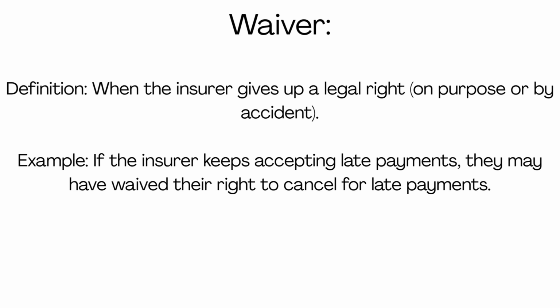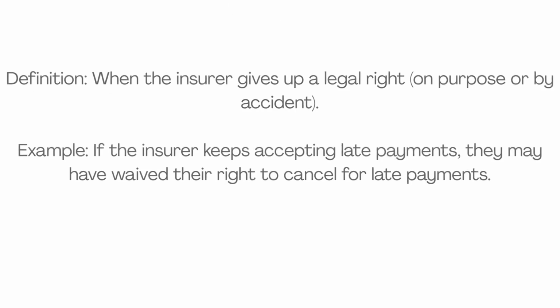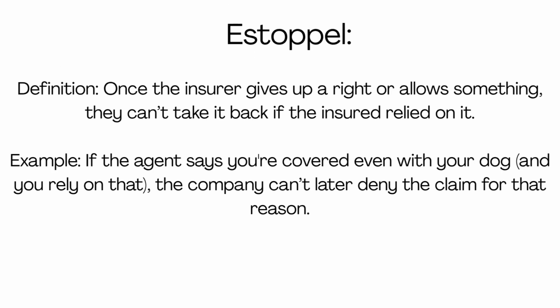Waiver is when the insurer gives up a legal right on purpose or by accident. For example, if the insurer keeps accepting late payments, they may have waived their right to cancel for late payments. Estoppel. Once the insurer gives up a right or allows something, they can't take it back if the insured relied on it. For example, if the agent says you're covered even with your dog, and you rely on that, the company can't later deny the claim for that reason.